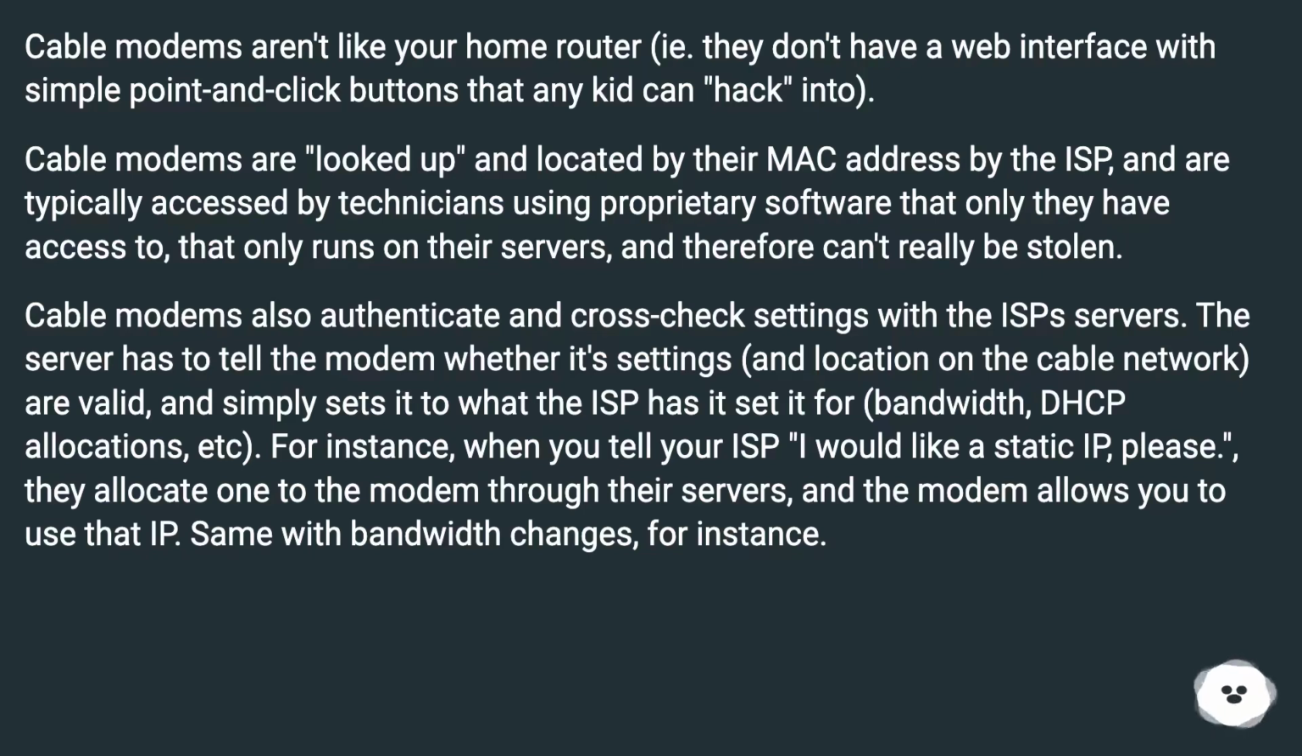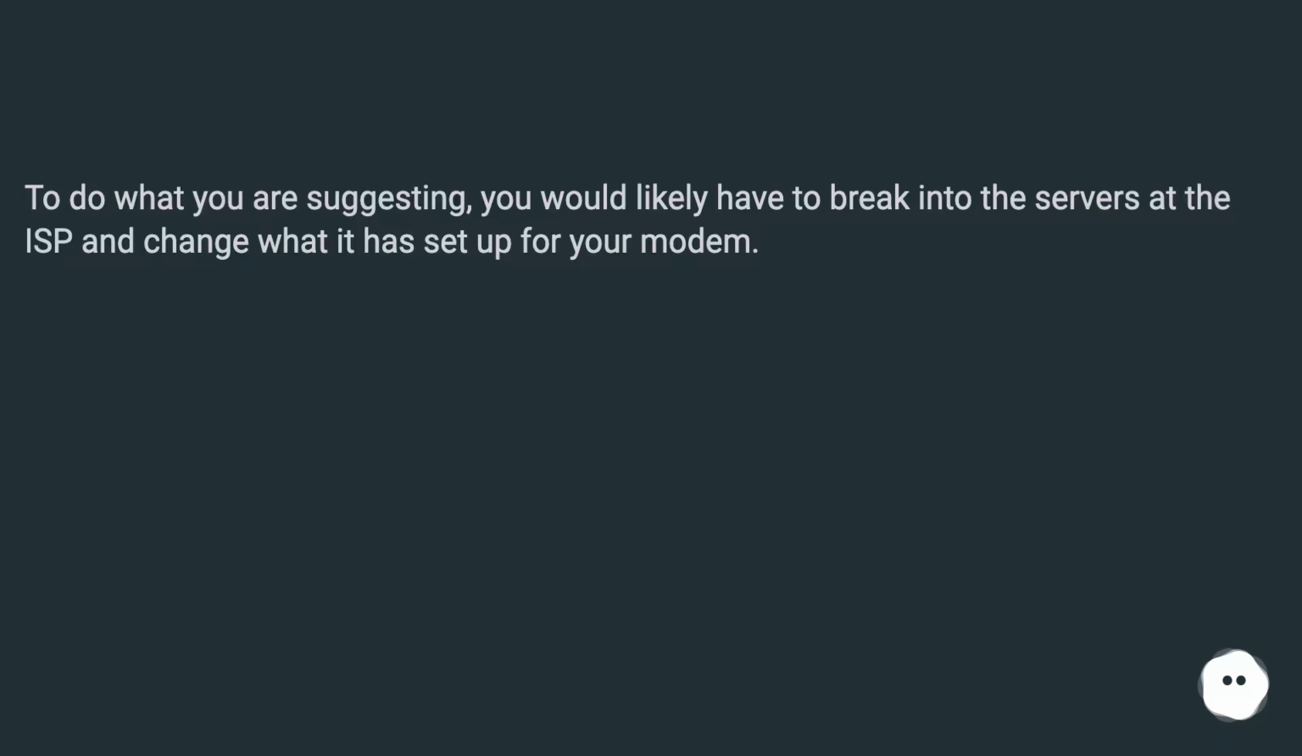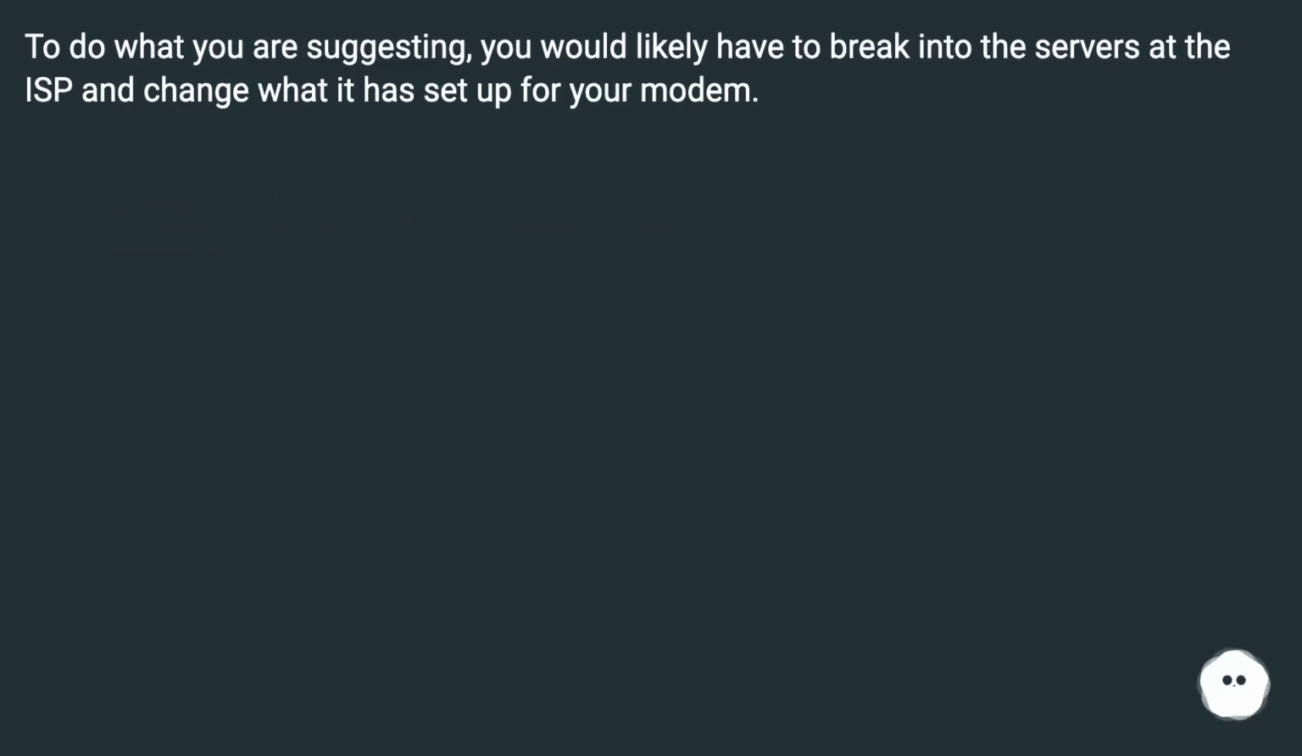The server has to tell the modem whether its settings and location on the cable network are valid, and simply sets it to what the ISP has it set for: bandwidth, DHCP allocations, etc. For instance, when you tell your ISP, "I would like a static IP, please," they allocate one to the modem through their servers, and the modem allows you to use that IP. Same with bandwidth changes, for instance. To do what you are suggesting, you would likely have to break into the servers at the ISP and change what it has set up for your modem.